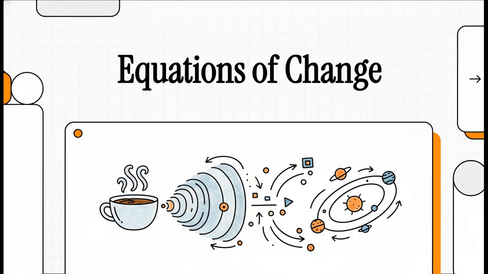Have you ever stopped to think if there's some kind of hidden language that describes how everything changes? You know, from a cup of coffee cooling down to the way planets orbit the sun? Well, it turns out there is. It's the language of differential equations. And today, we're going to pull back the curtain on this and show you how it's used to model and even predict the world around us. So let's dive in and see how this hidden language actually works.